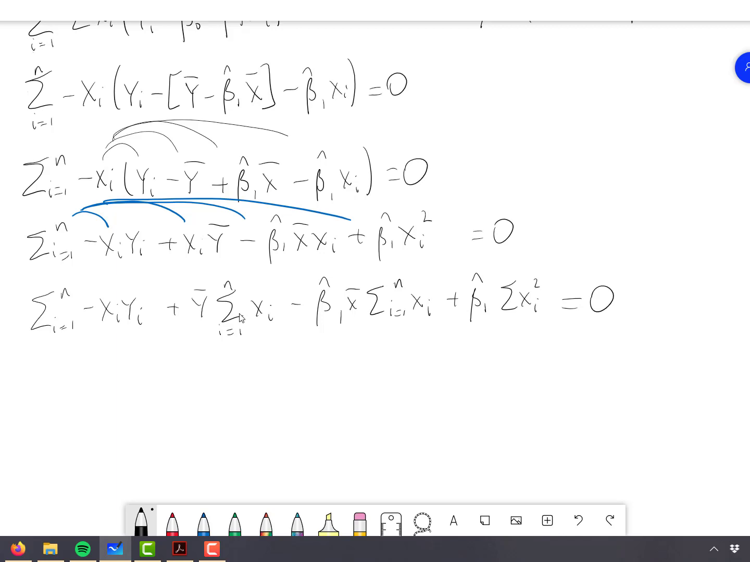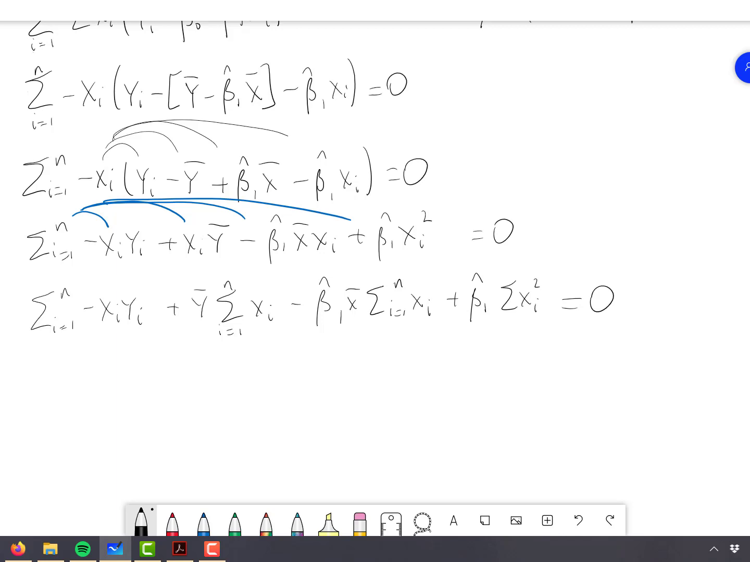At this point now what we can see is that we have beta 1 here for 2 different pieces, but we also then have these pieces over here which have nothing to do with beta 1. So it may be helpful in this case to actually move the pieces without the beta 1s to the right hand side of our equation, that equals 0 side, and then isolate the beta hat 1 to solve.